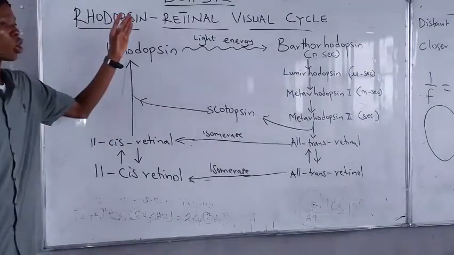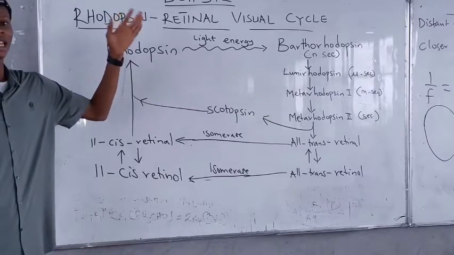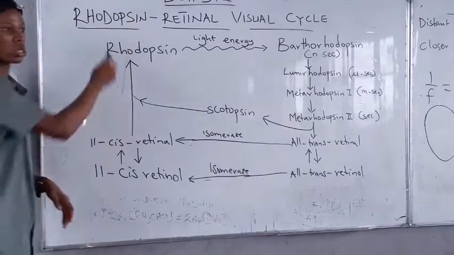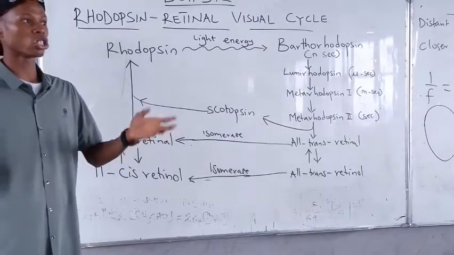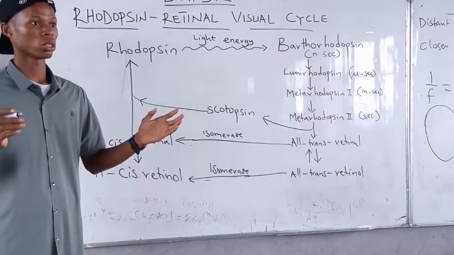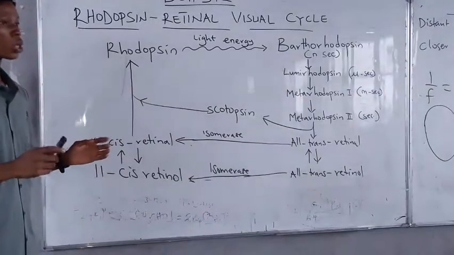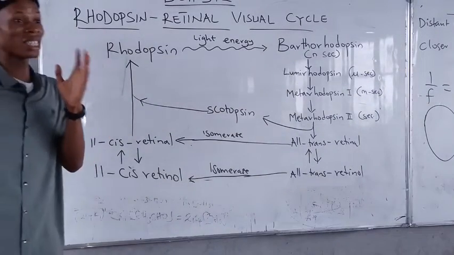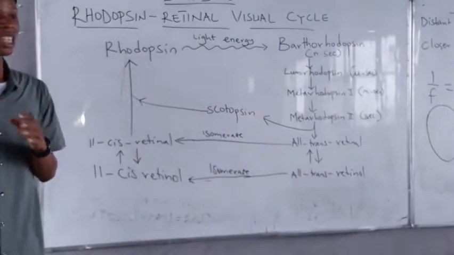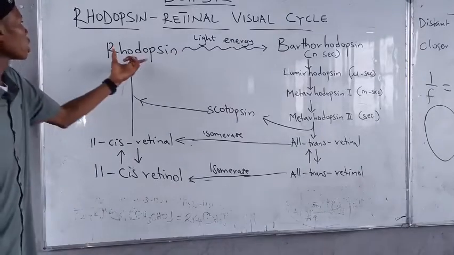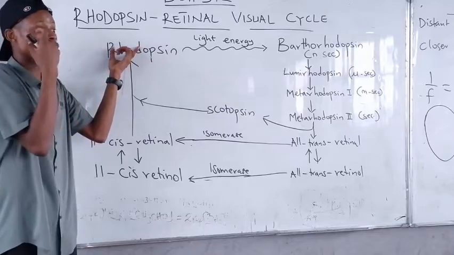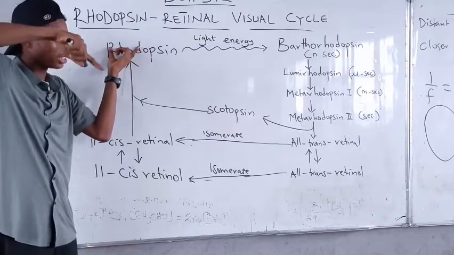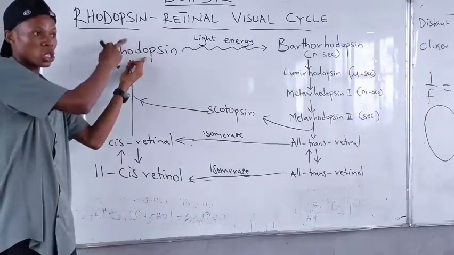Now, the rod contains a light-sensitive pigment called rhodopsin. And we say that rhodopsin is a combination of two things: opsin and 11-cis retinal. Now, this is our rhodopsin. So you already know that the rhodopsin here, in the rod cell, in the retina, is opsin plus 11-cis retinal, right?